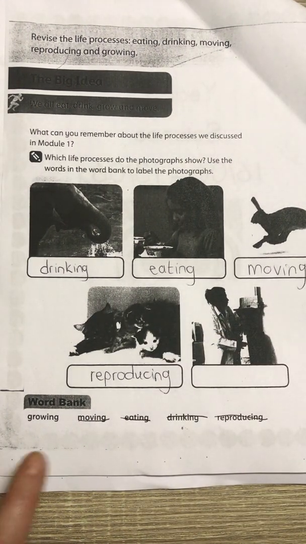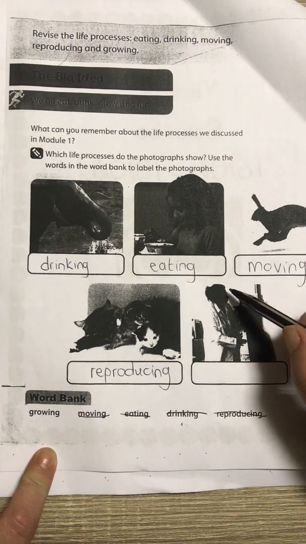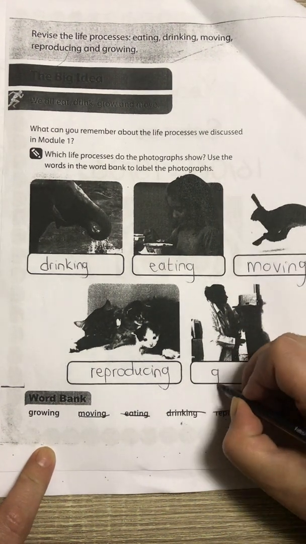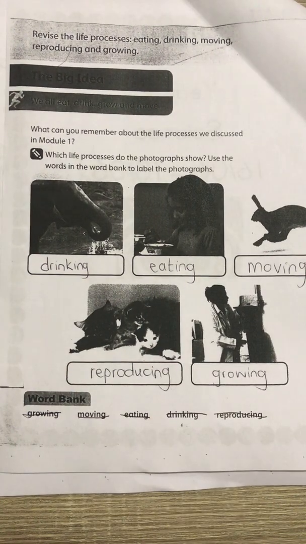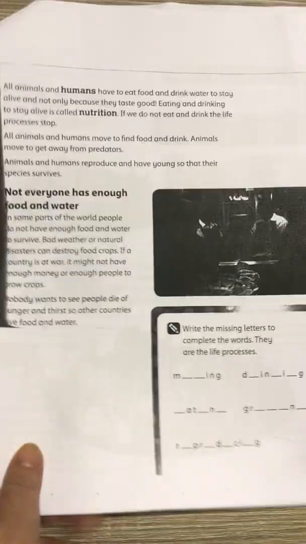Good. Then the last one must be growing. But if you can see clearly, there's a little boy or girl, I'm not sure, and a lady that is measuring how tall he or she is, whatever that is. So growing. Good. We have now identified the 5 life processes. Let's move on to the next page.